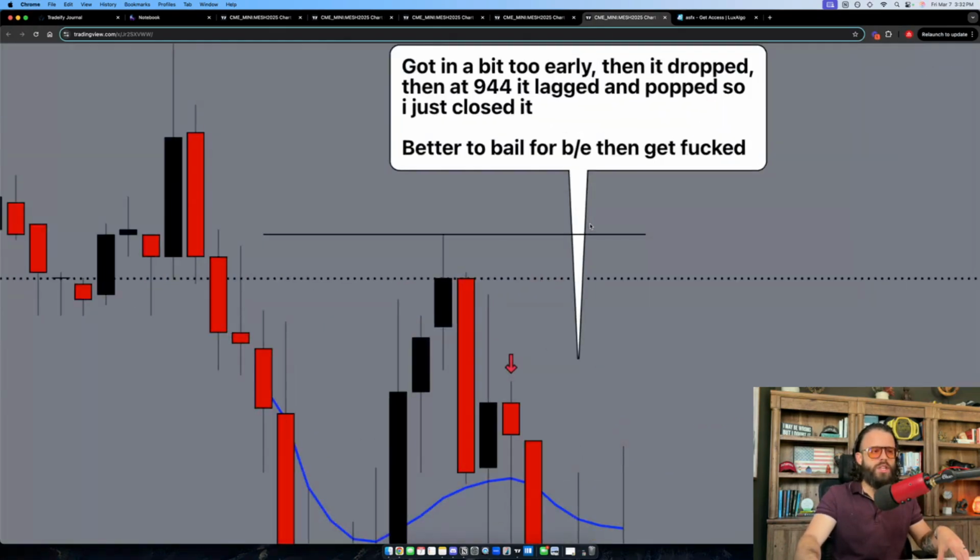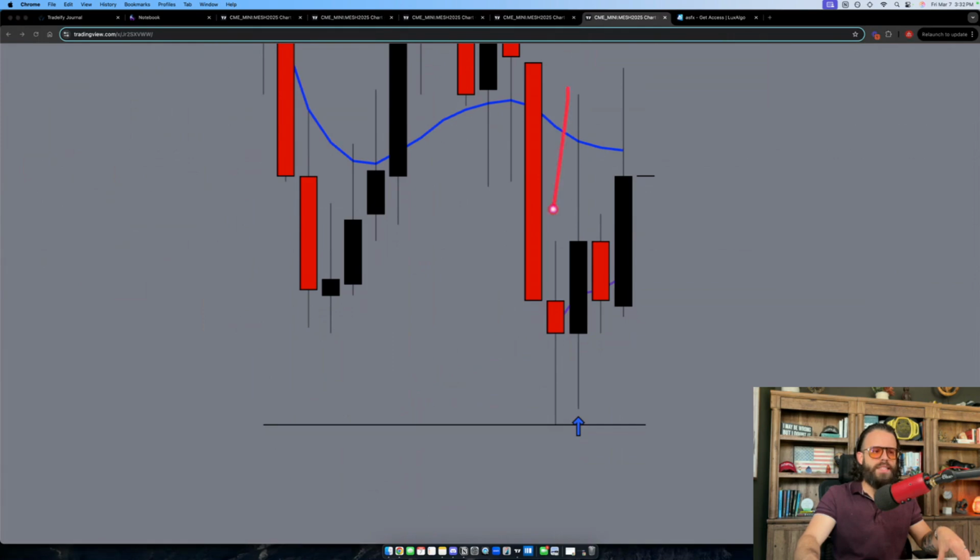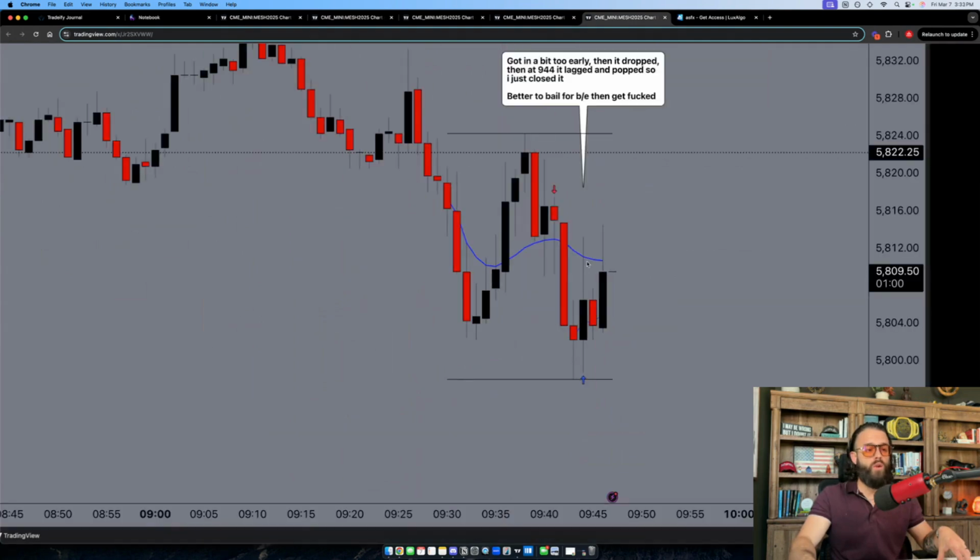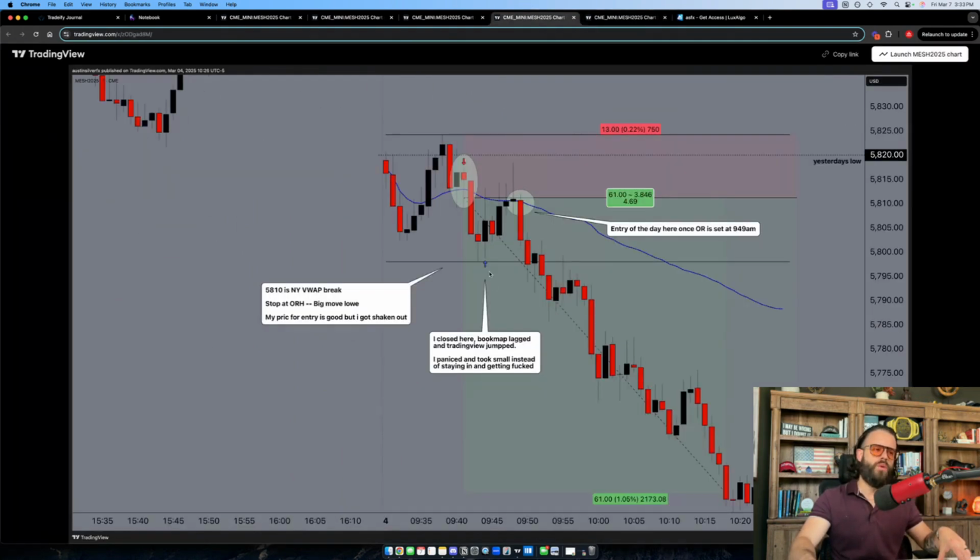And if you see in my notes here, I bailed on the trade in this candle in profit. I bailed on it here because my Bookmap lagged and this candle kind of jumped on TradingView. So I didn't want to risk getting hurt by some lag or some slippage. And then look at what it ends up doing. It consolidated higher, never hit my stop loss, and then it ends up moving lower.